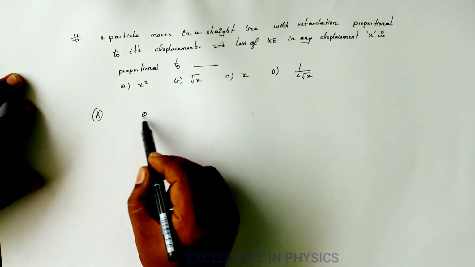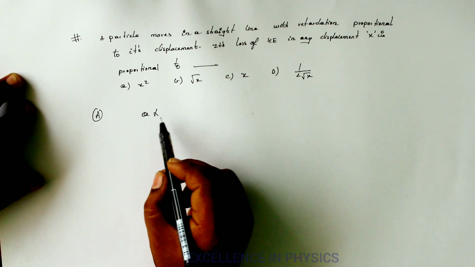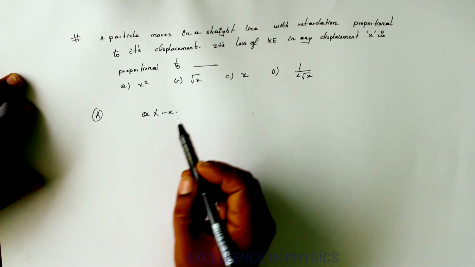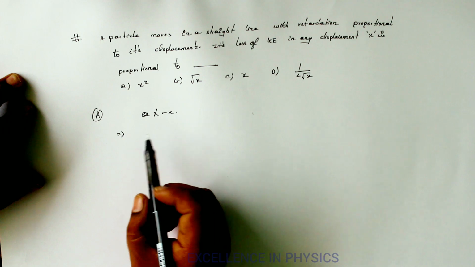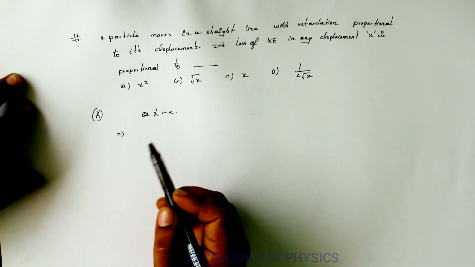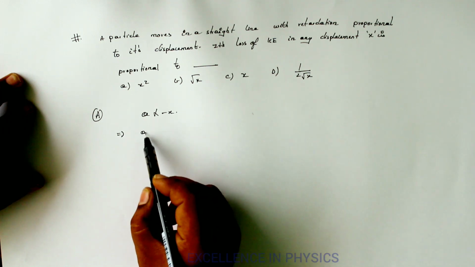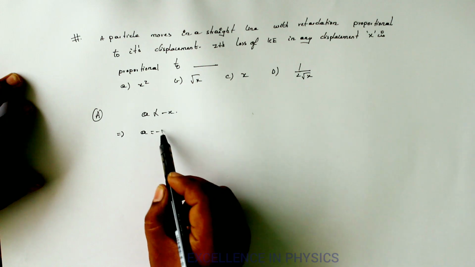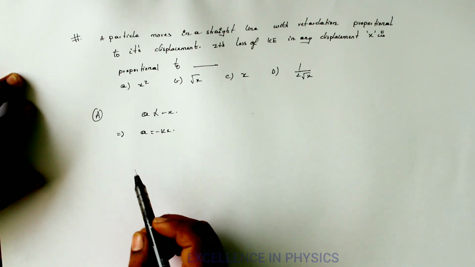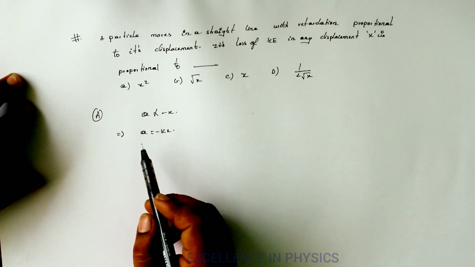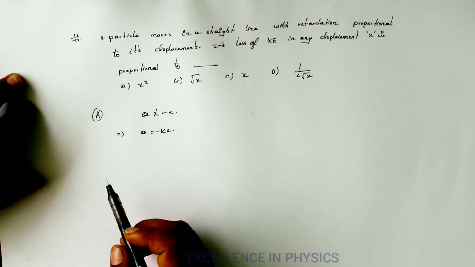So here the given condition is that retardation, that is, I can write A, is proportional to minus x. So this is the given condition. If I want to remove this proportionality symbol, I can place a constant. So A equals minus kx, and this is how I can write. So loss of kinetic energy he gave.